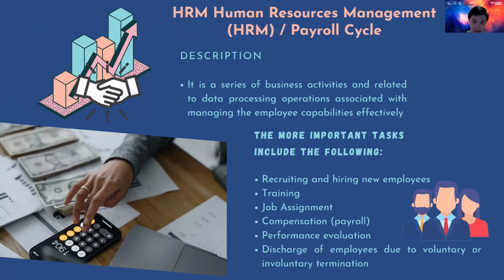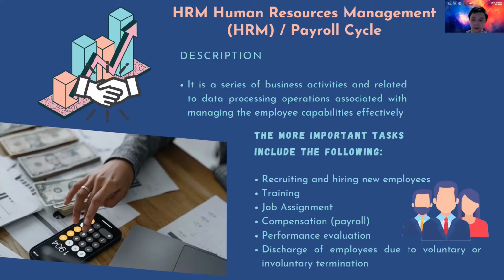The Human Resources Management and Payroll Cycle is a series of business activities and related data processing operations that are constantly related to managing employee capabilities effectively. It can also be defined as the total of all compensation an employer must pay to their employees for a set period or on a specified date. It can also be defined as the process of providing compensation to employees for the work they perform on behalf of their organization. Here are the most important tasks performed in the HRM or payroll cycle, which are the following.